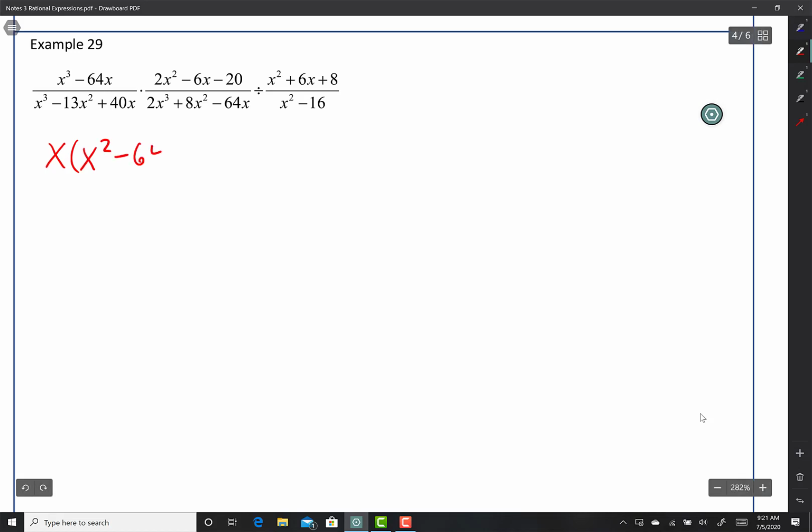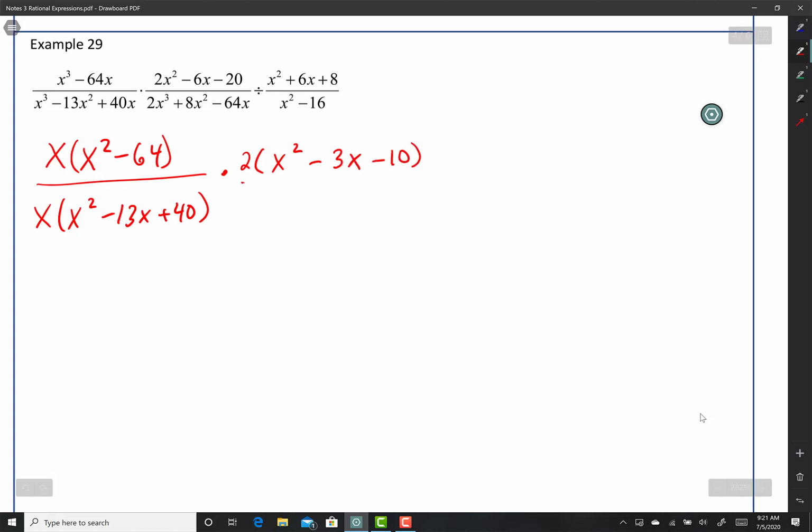X squared minus 64, close, over, again, two numbers that, well, first let's factor out an x, right? X, and then x squared minus 13x plus 40. Yes, if you want to factor this out already, go ahead, guys. Like I said, I'm just trying to show as many steps as I can here. I'm going to factor out a 2, and I'm going to have x squared minus 3x minus 10, because I noticed that all of them were even, over, and on the bottom I see that all of them have an x, and they're all even, so I'm going to factor out a 2x. So I'm going to have x squared plus 4x minus 32.